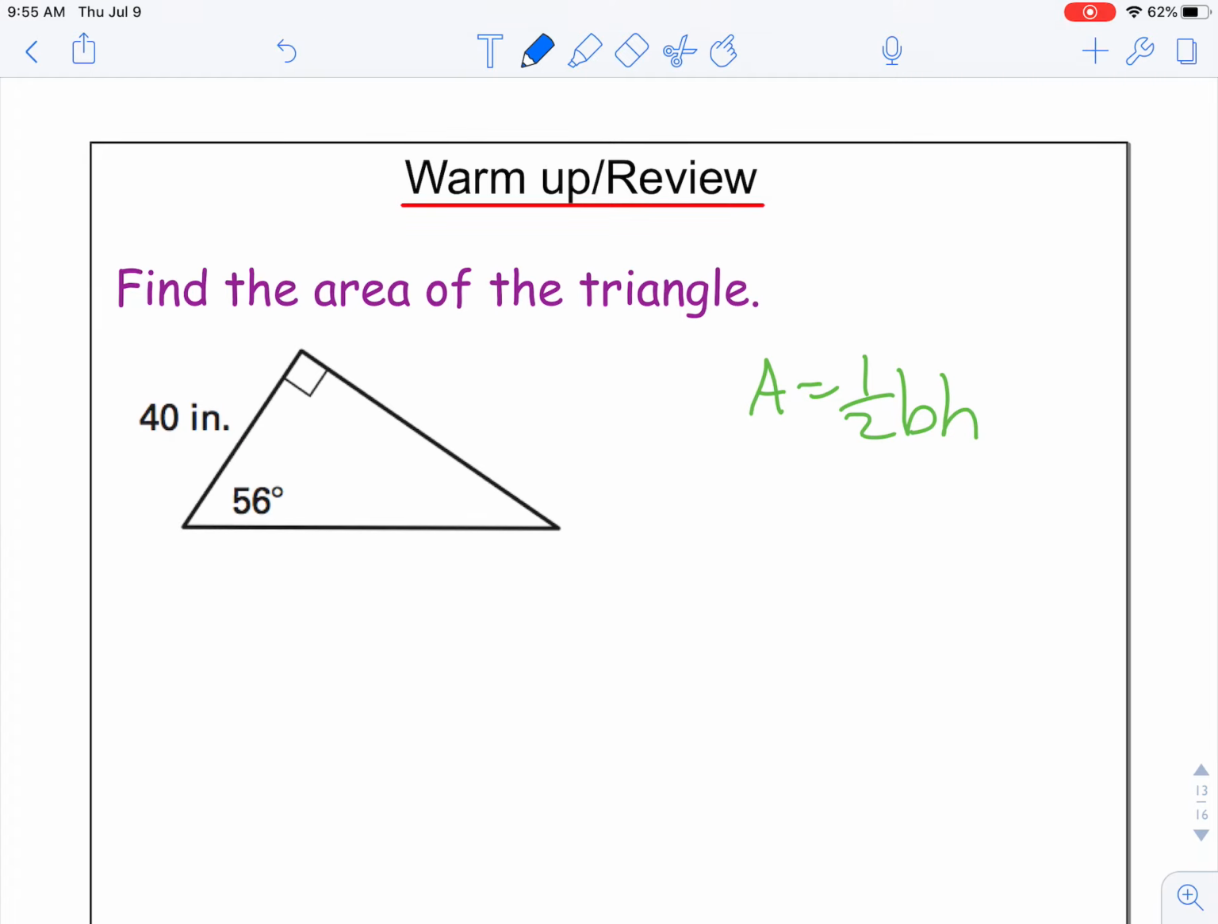Okay, so I would like you to try this problem right here. I would like you to see if you can find the area of the triangle. The area is 1/2 the base times the height. So we need to find this value right here in order to do that. So that is our height of our triangle. So what ratio would you use? And how would you set it up? Go ahead and try that right now.